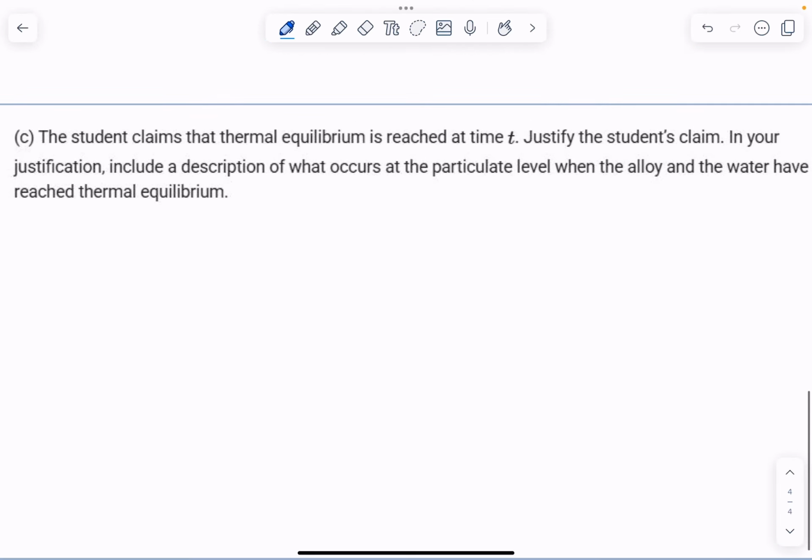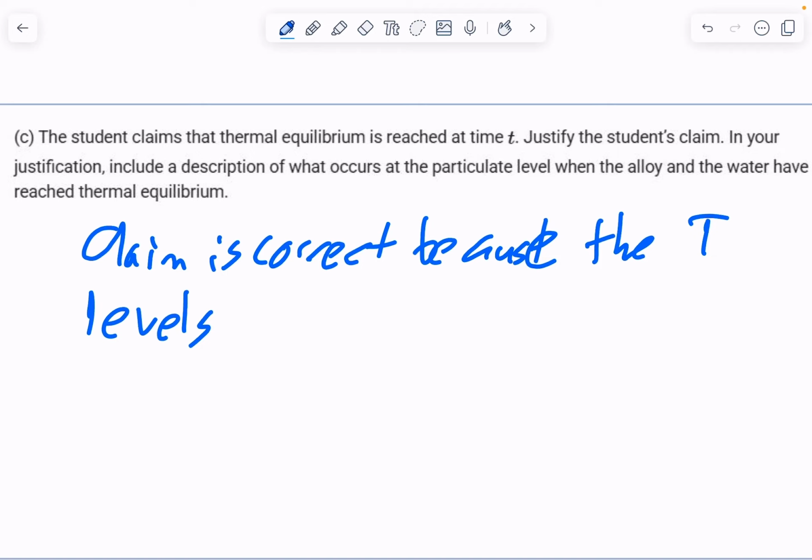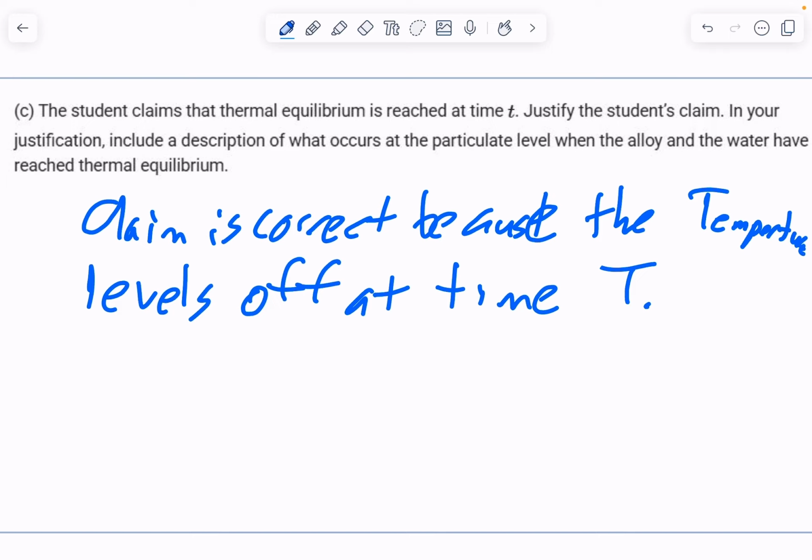So two parts to this question. We want to justify. So we'll say the claim is correct because the temperature levels off at time t. So we should write temperature here to separate those two. Okay, so claim is correct because the temperature levels off at time t.